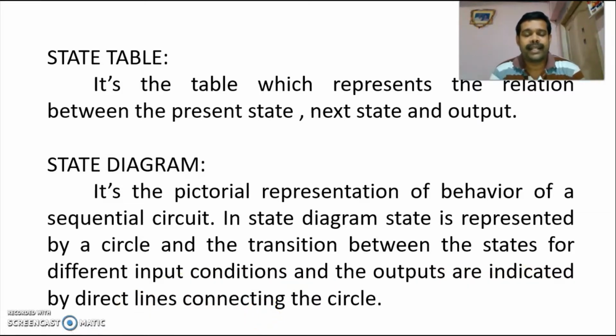So the state diagram is nothing but the pictorial representation of behavior of the sequential circuit. Or in other words, we can say state diagram is a pictorial representation of state table. Okay, it will give us an idea about the present state, input, next state and output. In state diagram, state is represented by a circle and the transitions between the states for different input conditions and outputs are indicated by directed lines connecting the circle. Okay.